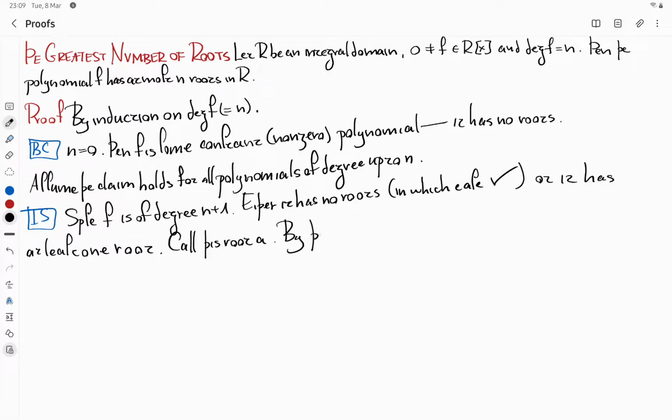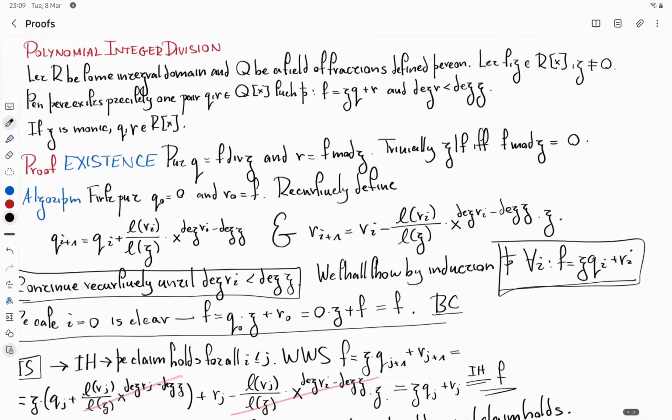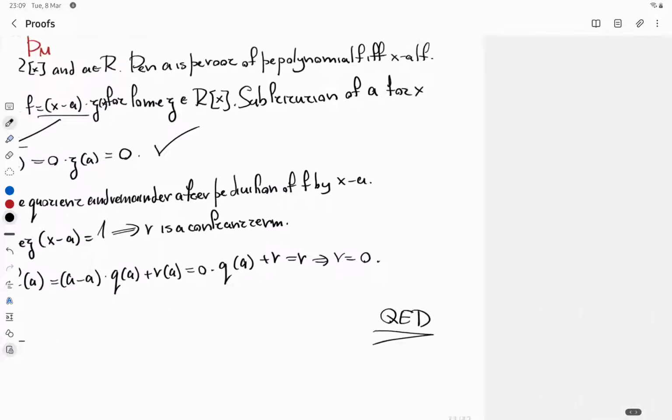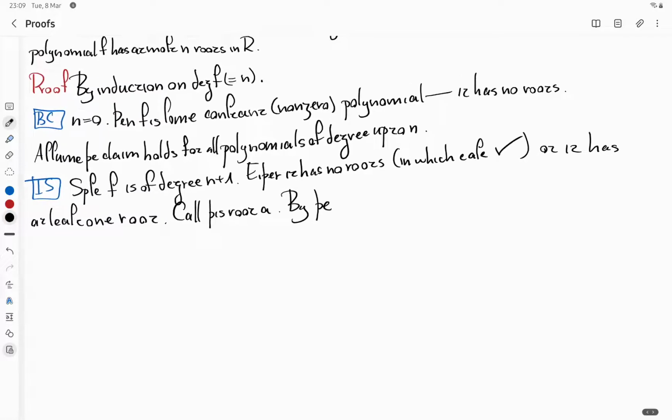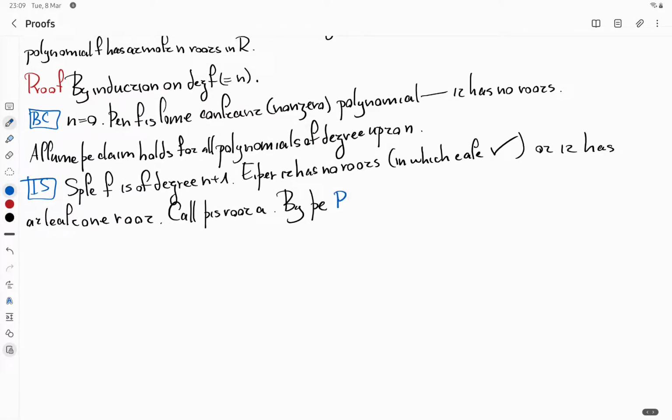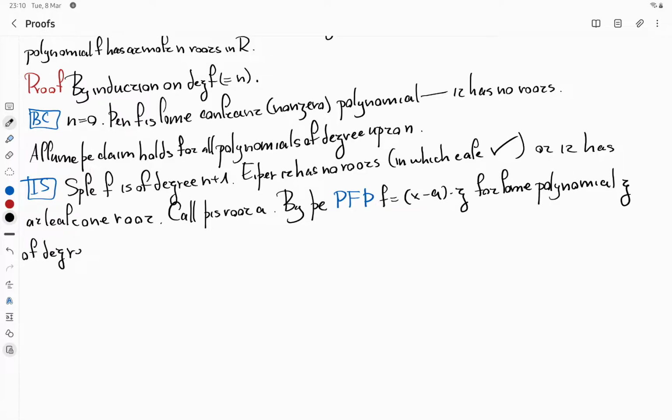By the previous theorem, that is the polynomial factorization theorem, f is equal to x minus a times g for some polynomial g of degree n. Well, alright.